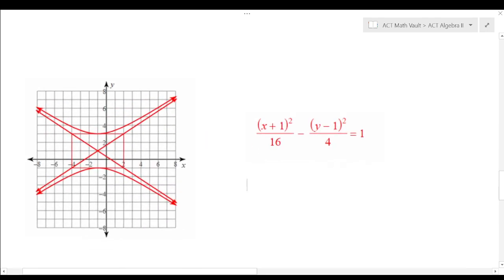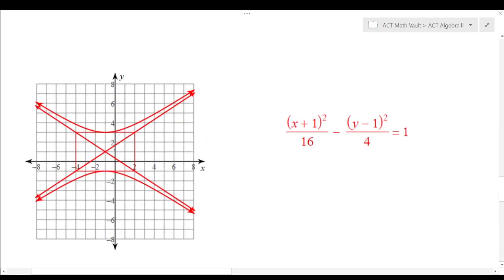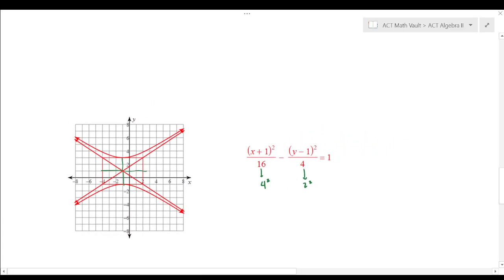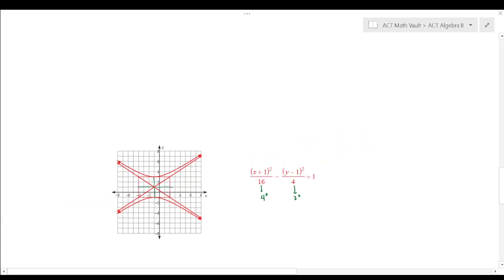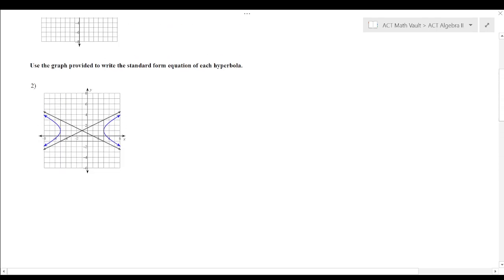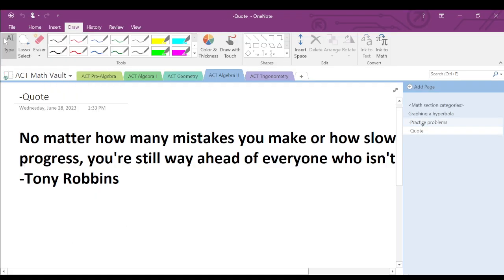Answers are here. So the box for the first one was 3 left, 3 right, 2 up, 2 down. Okay. And then center was at -1, 1. And then this one would have been, 4 squared here, 2 squared here. Center at -1, +1.